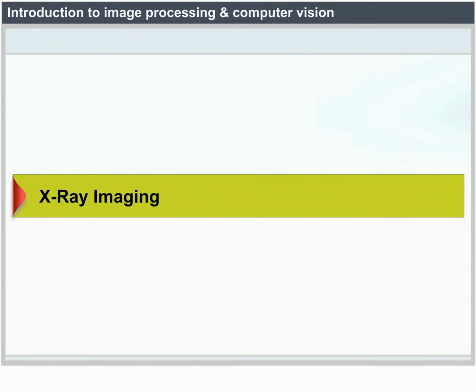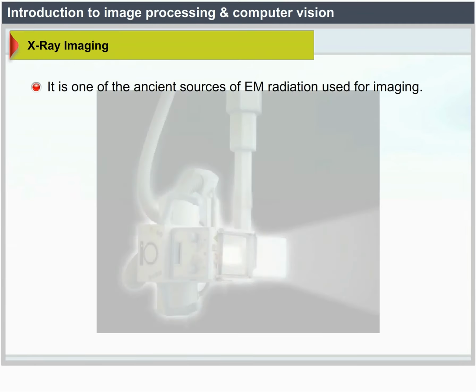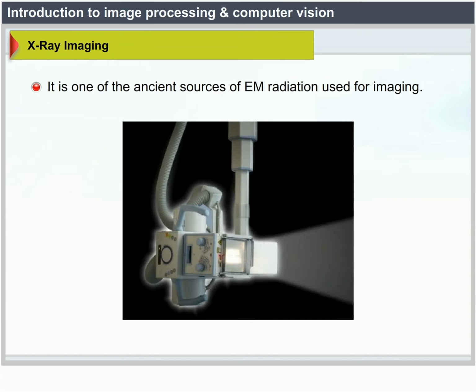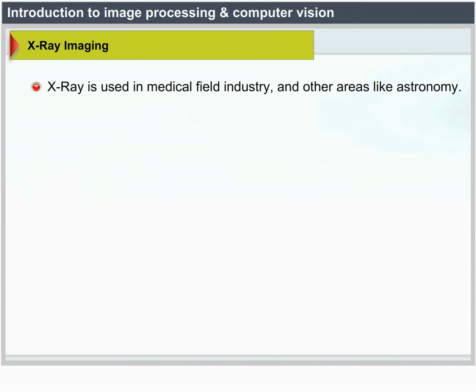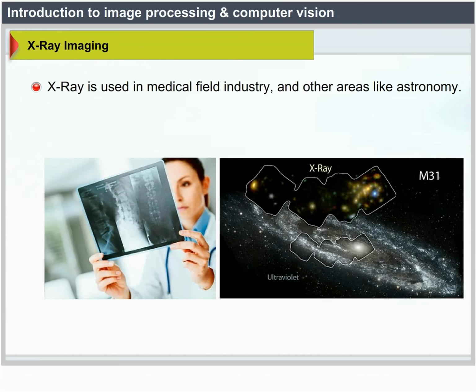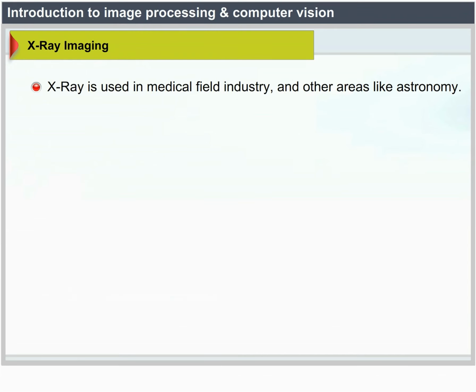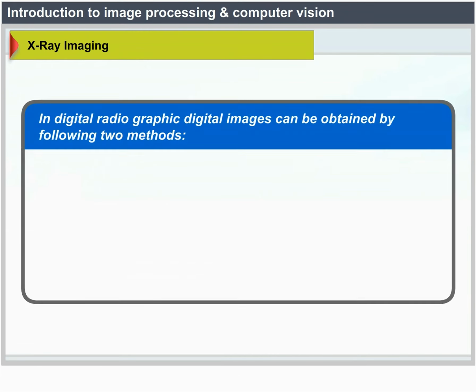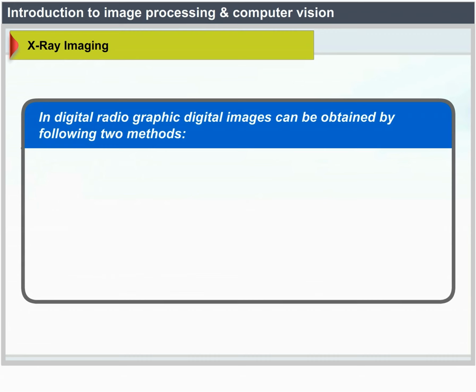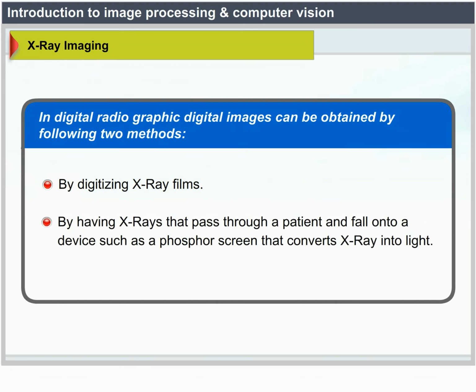X-ray imaging. One of the oldest sources of EM radiation used for imaging. X-rays are used in the medical field and other areas like industry and astronomy. In digital radiography, digital images can be obtained by two methods: by digitizing X-ray films, or by having X-rays pass through a patient and fall onto a device such as a phosphor screen that converts X-rays into light.